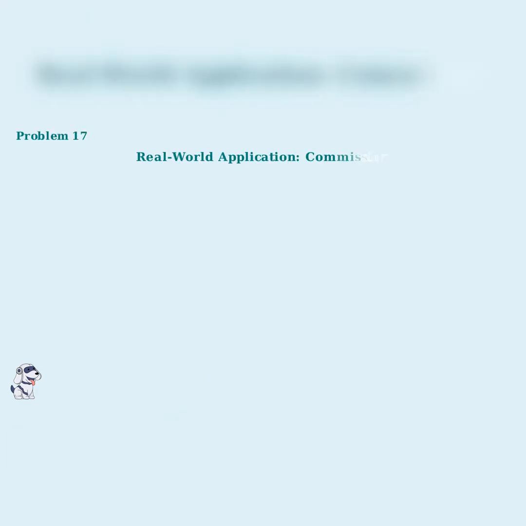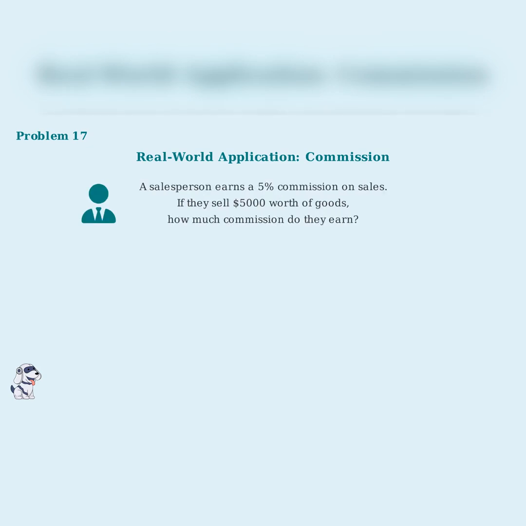Here's problem 17, a real-world application involving commission calculation. A salesperson earns a 5% commission on sales. If they sell $5,000 worth of goods, how much commission do they earn? Let's look at our multiple choice options. We have A, $200, B, $225, C, $250, and D, $275. Now let's solve this step by step.